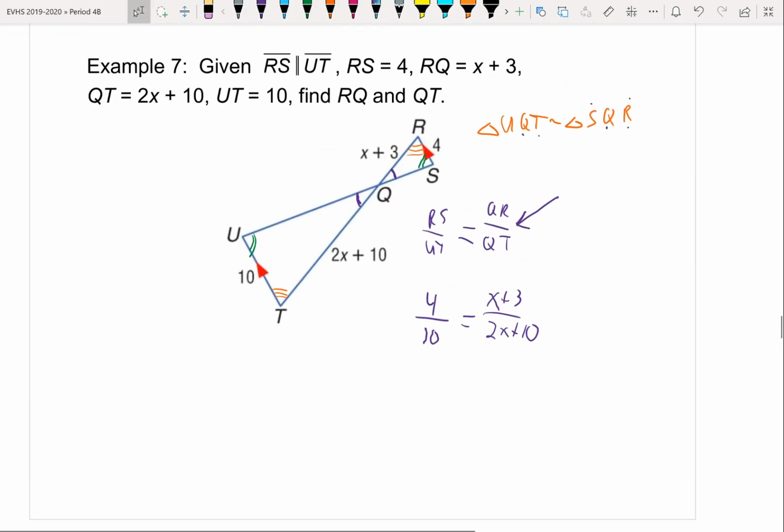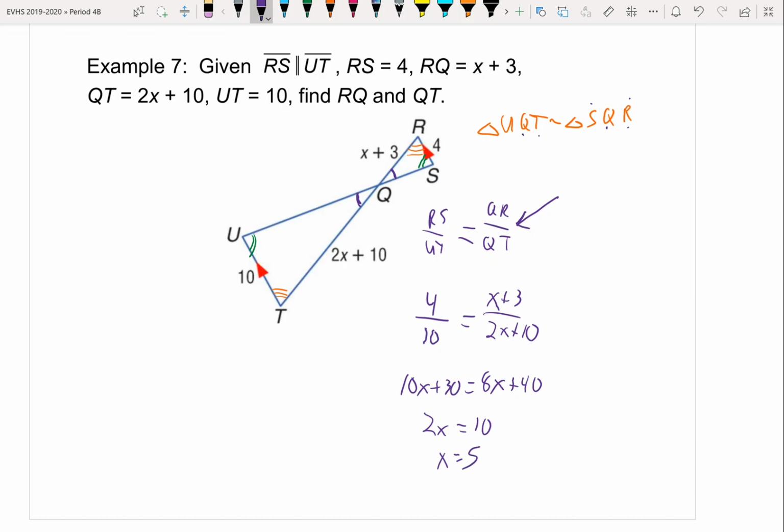All right, now let's go ahead and cross multiply this. I'm going to distribute as I go. 10 times x is 10x. 10 times 3 is 30, which equals, distribute here, 4 times 2x is 8x. 4 times 10 is plus 40. Now we're going to solve. Subtract 8x from both sides, subtract 30 on both sides, and I get 2x equals 10 on the right. Therefore, x equals 5.